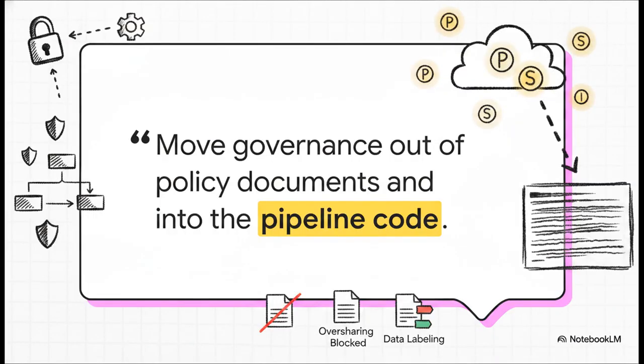I love this quote, and it represents a fundamental mindset shift we all need to make right now. We cannot rely on user training and dusty paper policies to keep data safe anymore. We have to enforce rules technically. By using Purview and SharePoint Advanced Management to automatically block oversharing and label data, it means governance is an engineering problem, and we're solving it right in the platform itself.